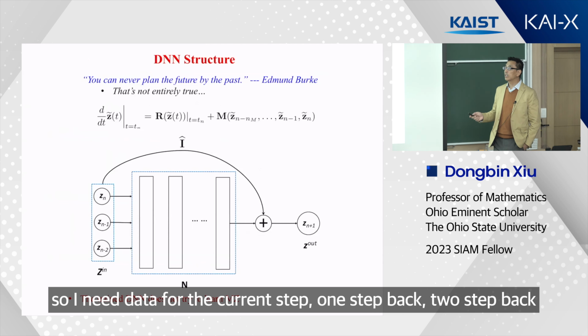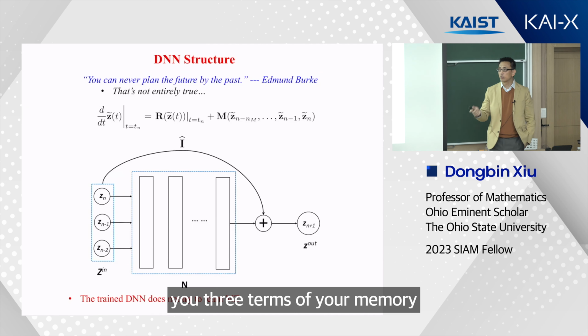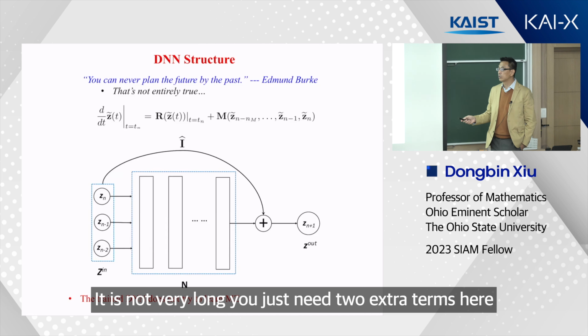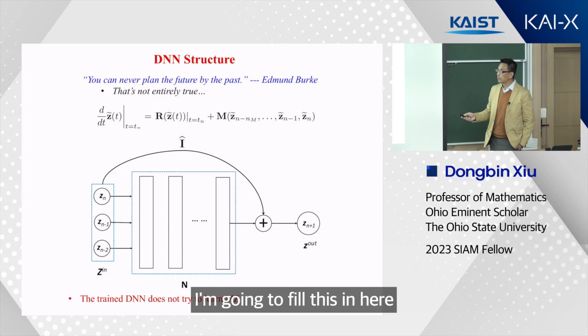So I need data for the current step, one step back, two steps back. This would be an example where your memory only requires 3 terms. If your memory is not very long, you just need 2 extra terms here. But it will map the future. You have enough data, and I'm going to feed this in here.